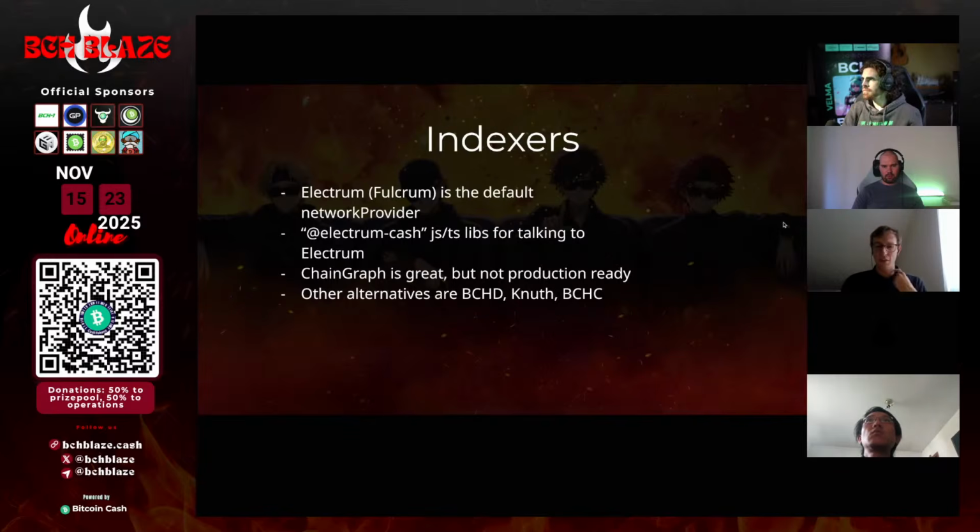And then other alternatives which can be used as indexers are the BCHD full node, which has an indexer integrated, the Knuth full node on Bitcoin Cash, which also has an indexer integrated, and lastly BCHC, which is using the Chronik indexer. So these are all three more novel options and are not, to my knowledge, used in production systems, but can be very interesting to know about for niche applications, or if they specifically offer something that your application can really use.